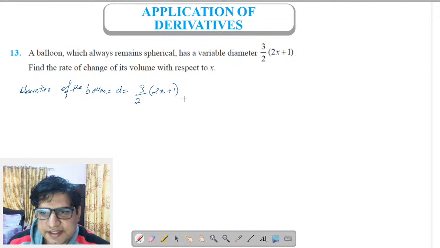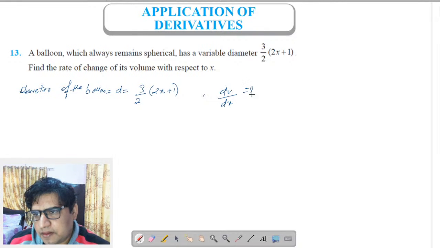Okay, d is equal to 3/2 (2x + 1), and what we need to find here is the rate of change of volume with respect to x. So what we need to find is dV/dx. And there are no other variables in this, only x is there. d is equal to 3/2 (2x + 1) is given to us.